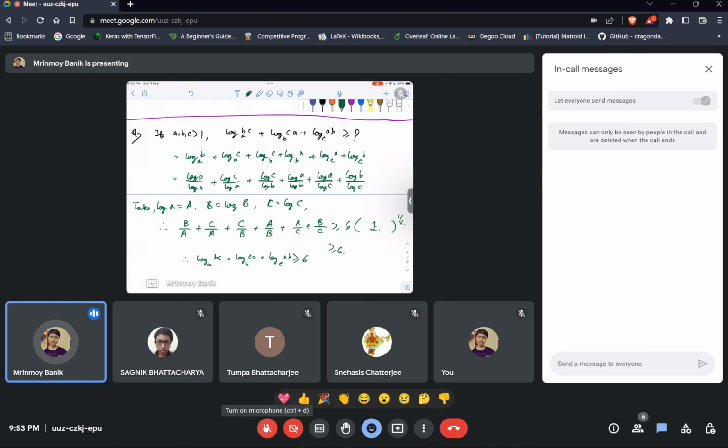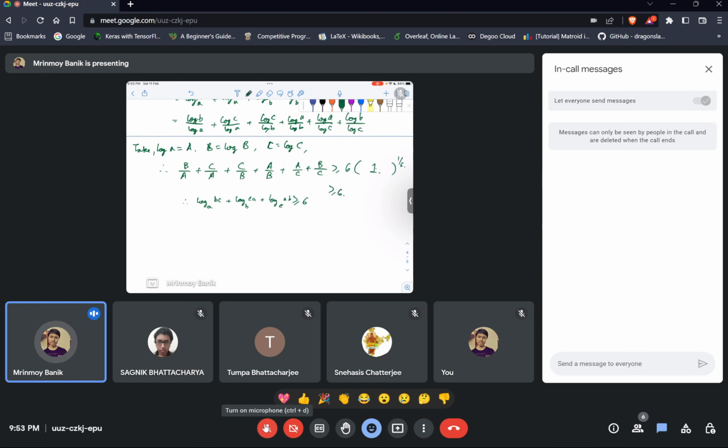So where is the equality attained? It's attained when capital A equals capital B equals capital C. So that just implies the logs are also equal.